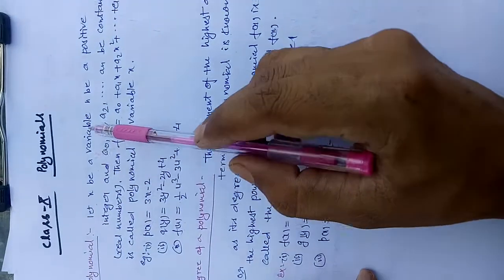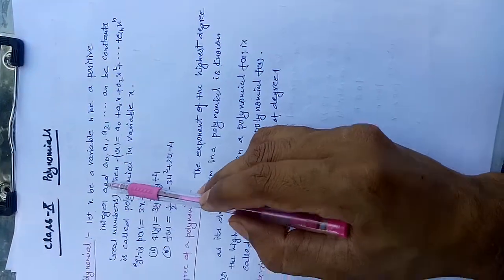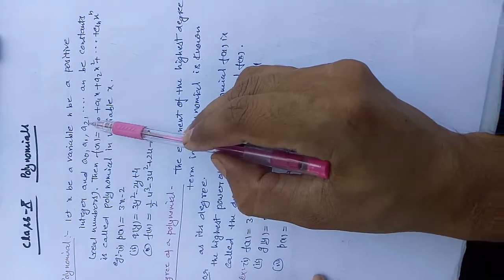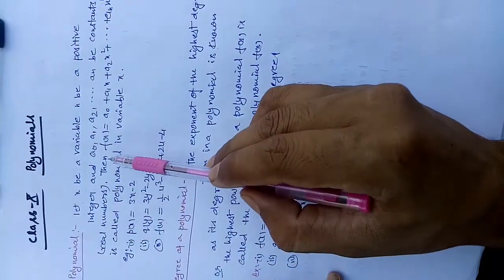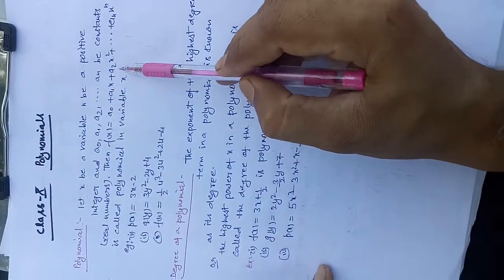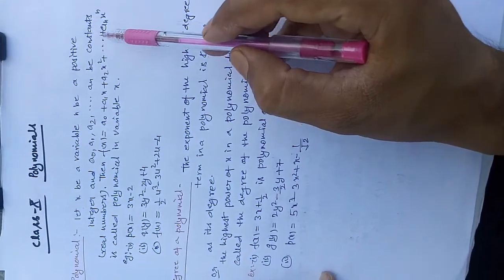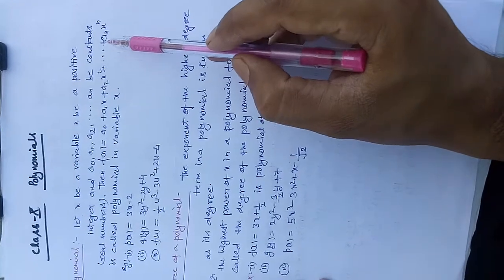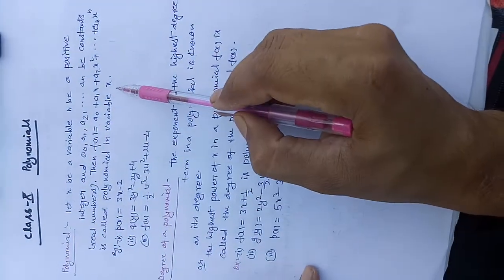So let's see the standard definition. Let x be a variable, n be a positive integer, a0, a1, a2 up to an be constants or real numbers, then f(x) equals a0 plus a1x plus a2x square plus a3x cube plus a4x to the 4 and so on, up to an x raised to n, is called a polynomial in variable x.